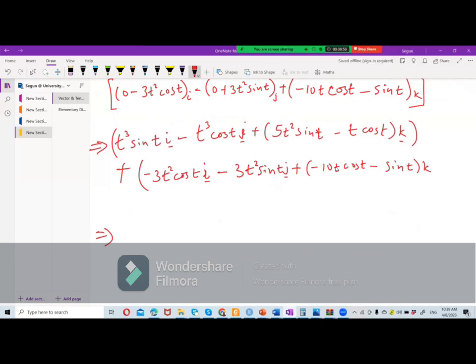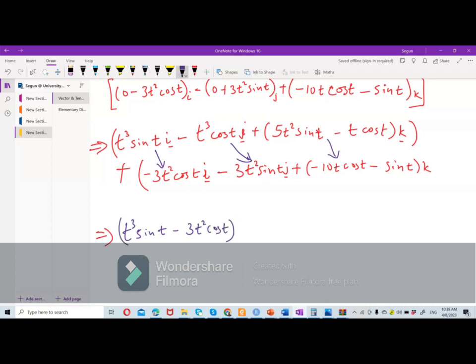So we can add this one together. This and this can go together. That is, this component can follow. This also can follow, and this also can follow. So if you are adding the two together, what do we have here? We have t cubed sine t minus 3t squared cos t. Everything is I. Now, for j, minus is common to them. We can take minus out.